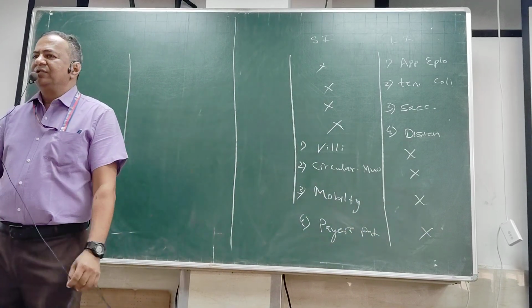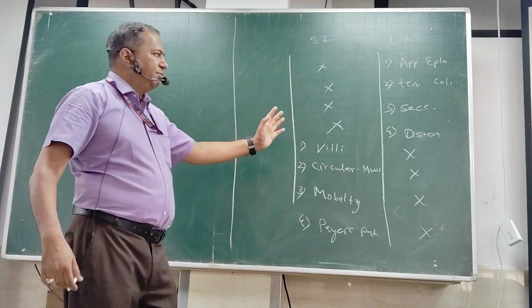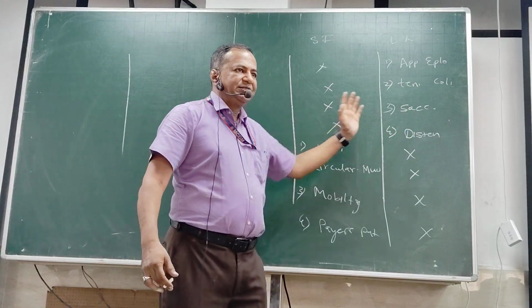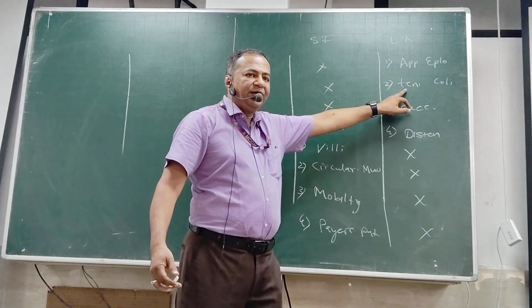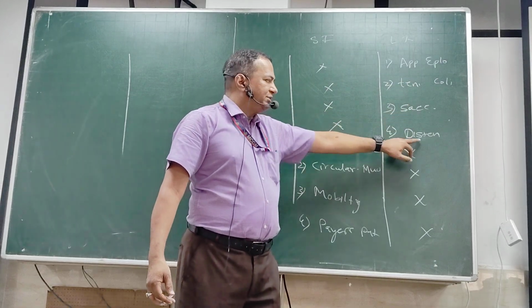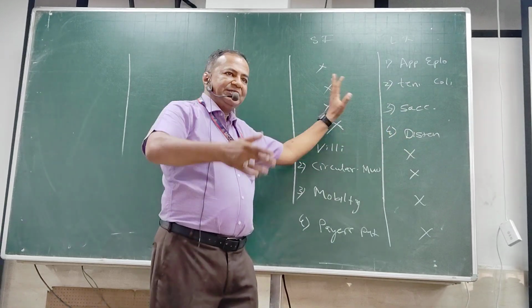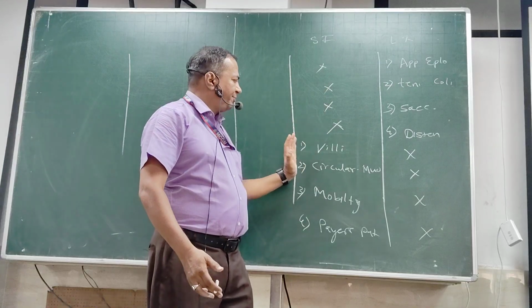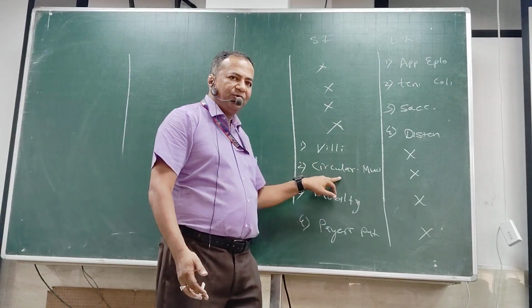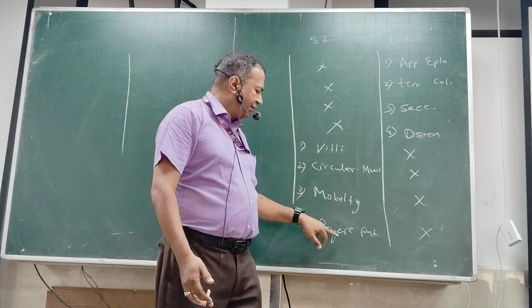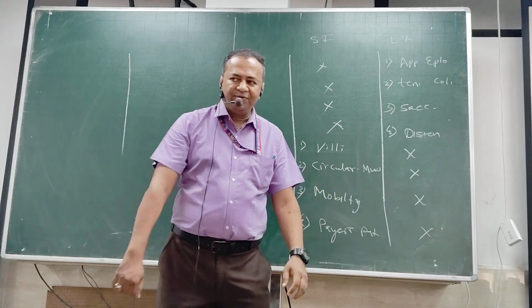Okay. So this is the easiest way to remember the difference between small intestine and large intestine. Four things present in large intestine: appendices epiploicae, taenia coli, sacculations, and distensibility, which is absent in small intestine. Four things present in small intestine which are absent here are villi, circular mucosal folds, mobility, and Peyer's patches. Thank you.